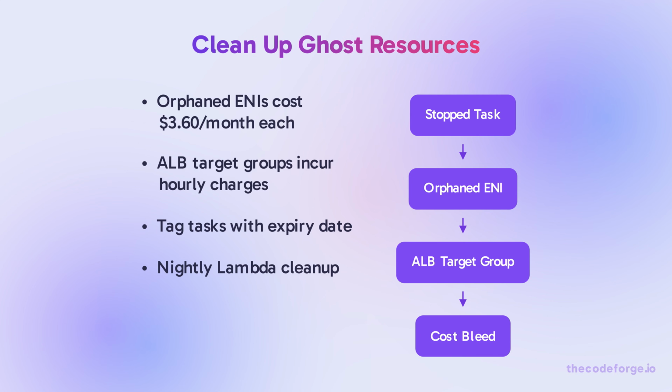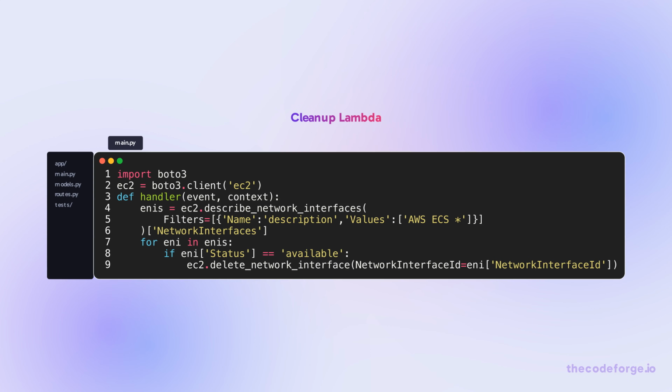Run a nightly Lambda to delete orphaned ENIs. This Lambda function deletes orphaned ENIs from stopped Fargate tasks. It filters for ENIs with description "Amazon Web Services Elastic Container Service *" and status "available". Always filter by status to avoid deleting ENIs attached to running tasks.